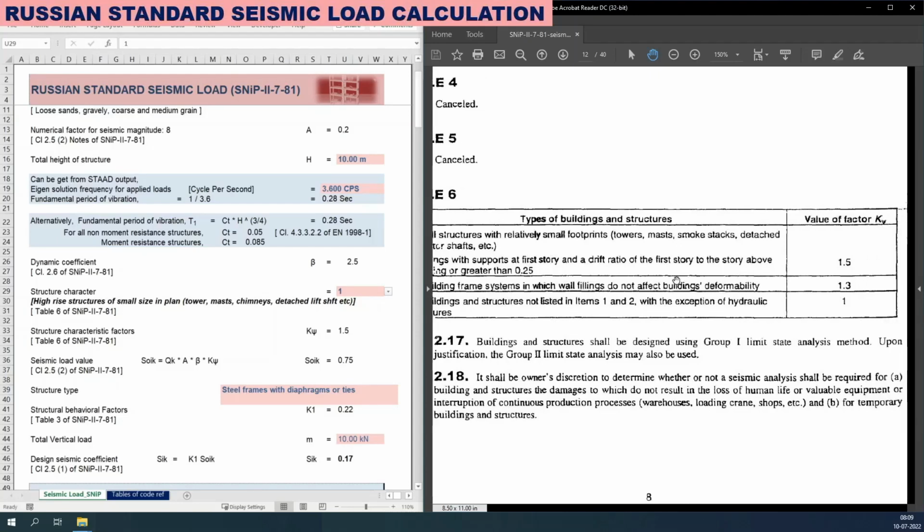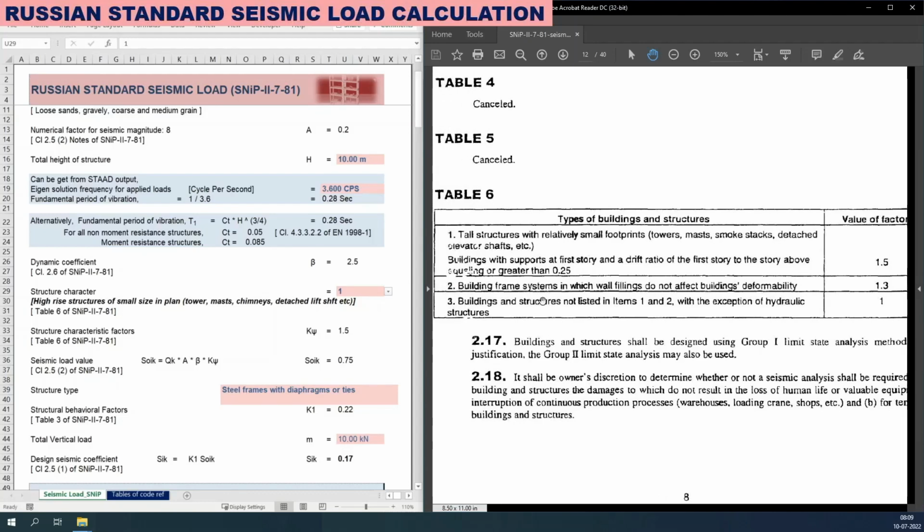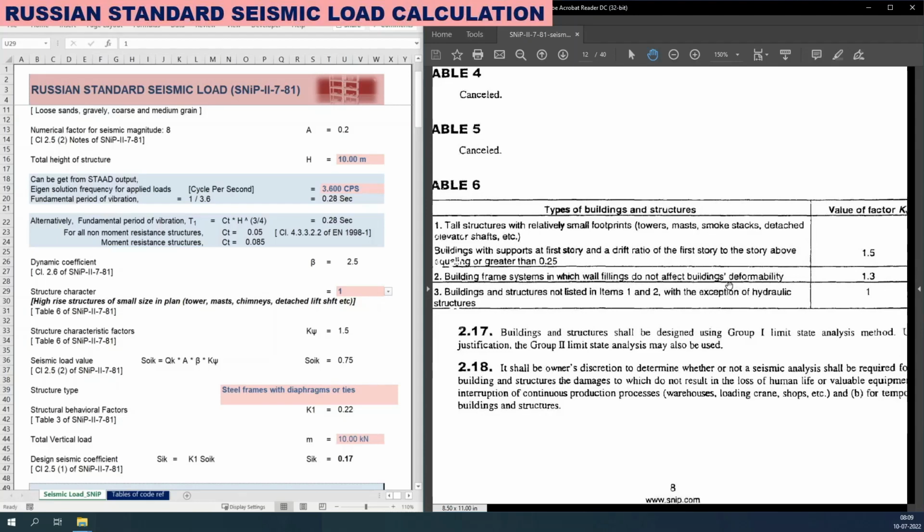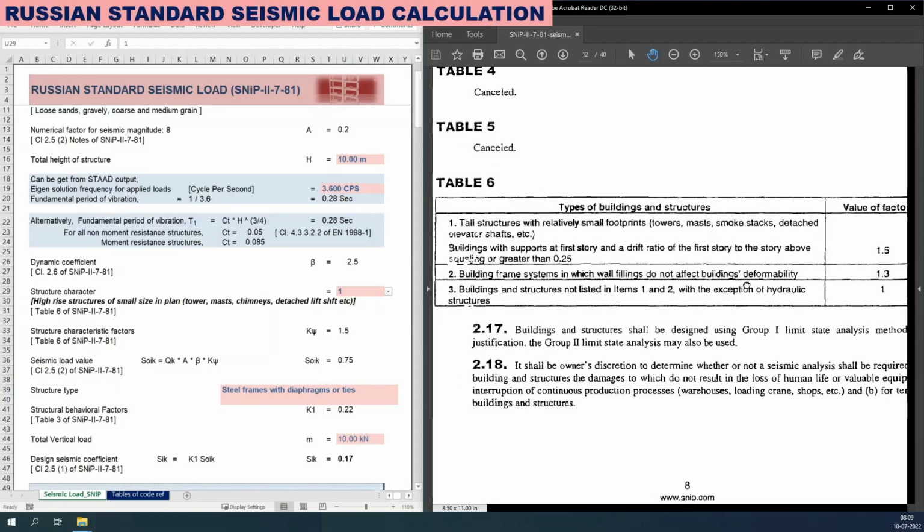The K value, which is a structural characteristic factor, is 1.5. Building frame systems in which all fillings do not affect the building's deformability, it is 1.3. Buildings and structures not listed in items 1 and 2, it is 1. So for our category, we are considering tall structures, high-rise structures of small size in plan, tower, mast, chimneys. So this is a tower mast which we are considering, so it is 1.5.